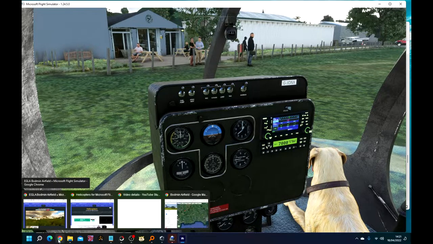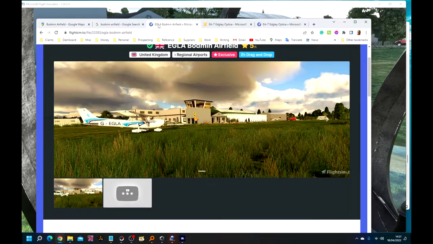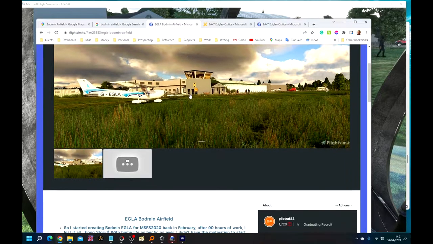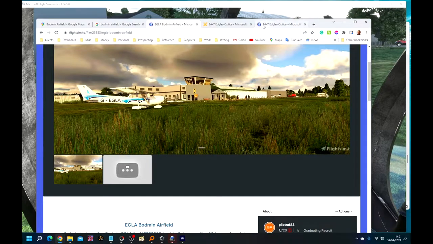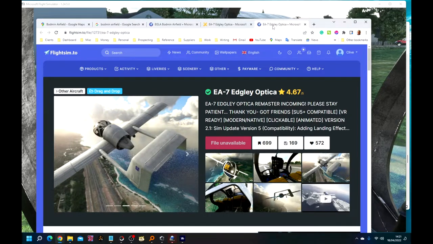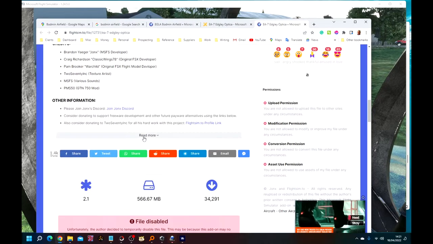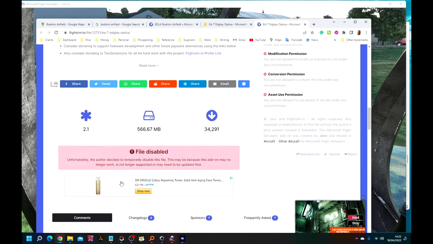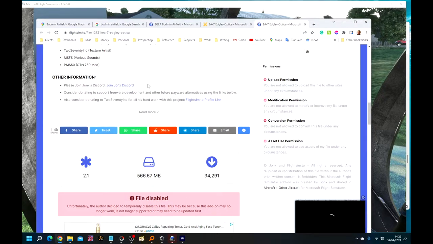Let me just show you where you can get the bits and pieces. So if you'd like to get this scenery for Microsoft Flight Simulator, you can find it on flightsim.to, and the scenery is created by Matt, so thanks, Matt. And the Edgley EA7 Optica is available from the same place. And this was created by John, there we go.